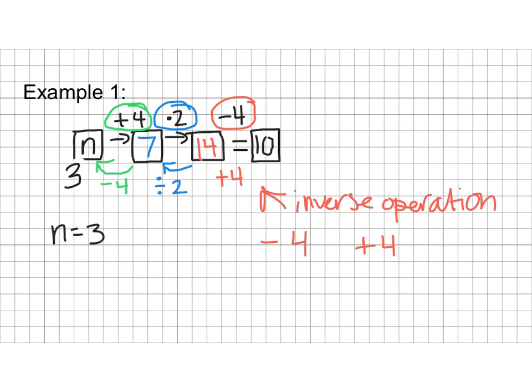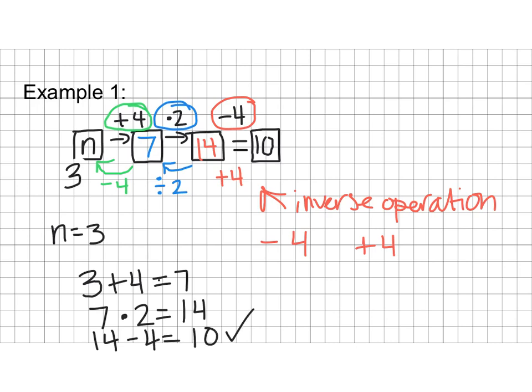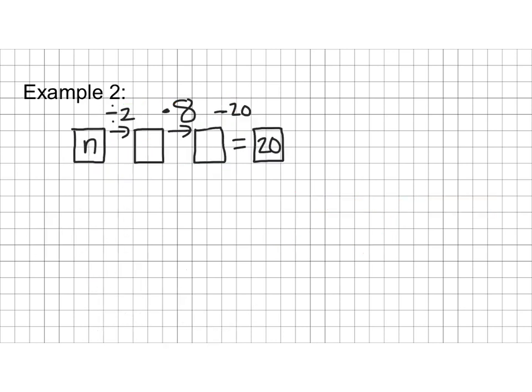Now, I might have lost you somewhere in there, so let's just double check that this worked. Let's do 3, and then my first step was plus 4, and then I got my answer to that, which was 7. Then I did 7 times 2, which gave me 14. Then I did 14 minus 4, which gives us 10, which is exactly the steps that we had in the original problem. So my check worked. n equals 3.